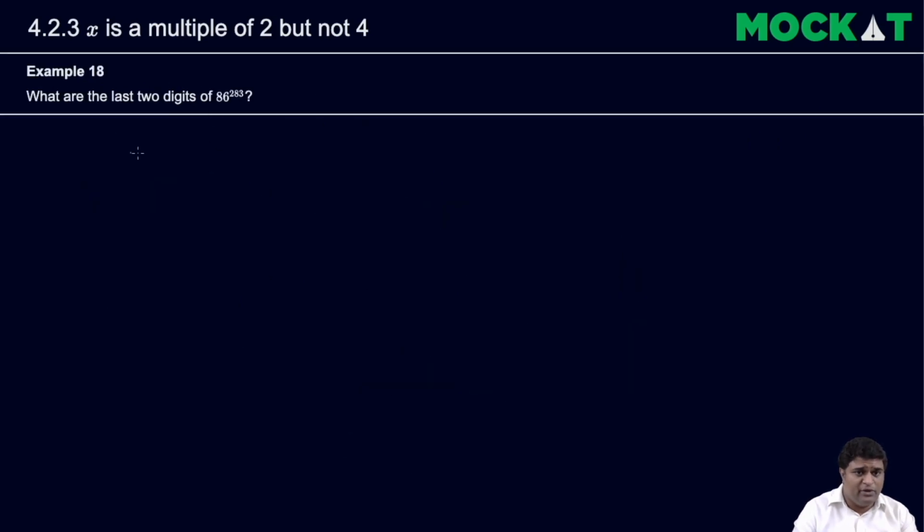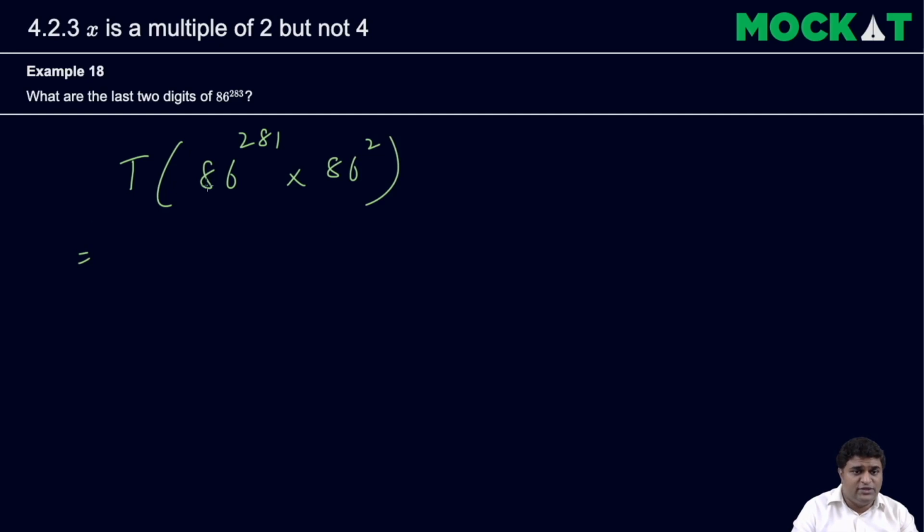Let's take up an example over here. What are the last two digits of 86 to the power of 283? We just discussed this. 283 over here is very close to 281. 281 is in the 40 into 7 plus 1 format, 40k plus 1 format. So we can write this as 86 power 281 into 86 square.